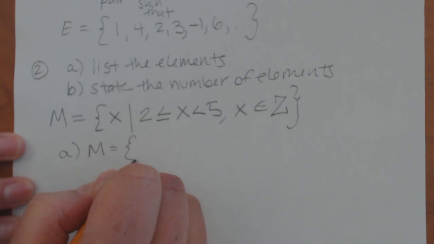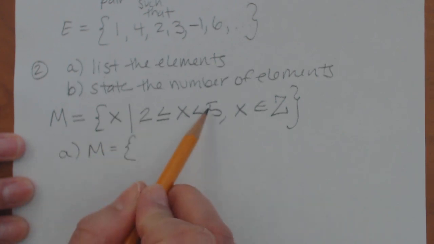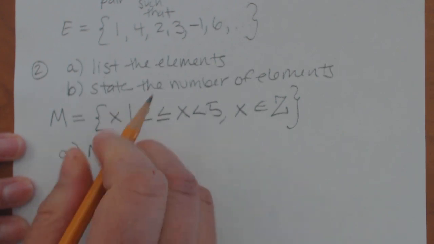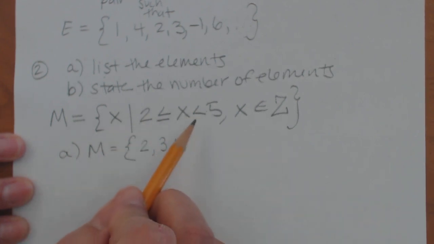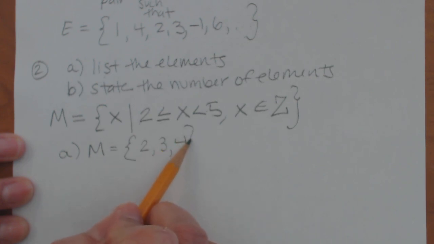So inside, we see that X is between 2 and 5. We have this equal sign here, so that means it could be 2, 3, 4. Now let's look. It has to be less than 5, but there's no equal sign. So I'm not going to write down 5 because it can't be 5. All right, so that was part A, what elements are there.